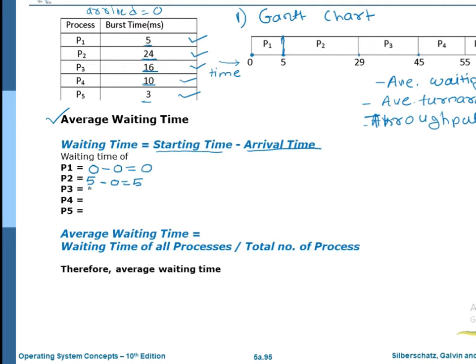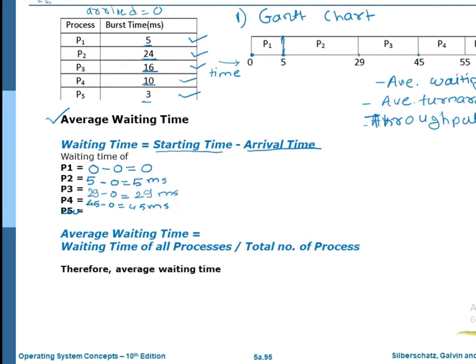Then P3: starting time of P3 is 29 minus arrival time of P3 is 0. So it is 29 milliseconds. Then we will find for P4. Starting time of P4 is 45, arrival time of P4 is 0. So it is 45 milliseconds.